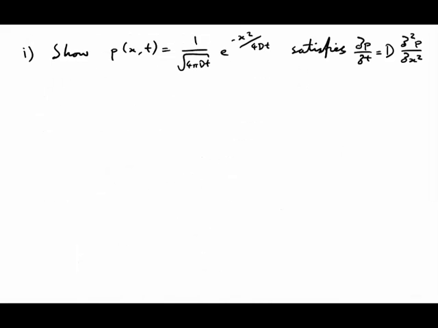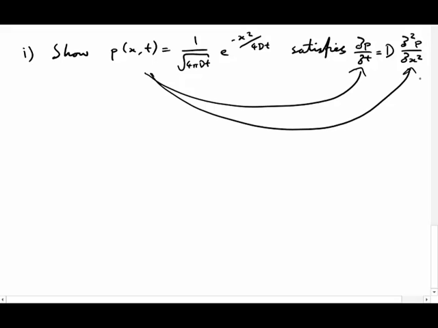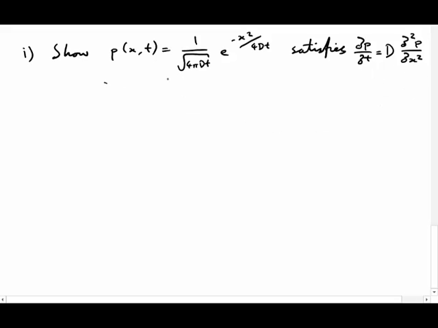Let me just write those. The first thing I need to do is show that this thing here does actually satisfy my heat equation, my diffusion equation. What do I mean by that? Basically, I need to say that this is actually a solution to that. So when I find the first derivative with respect to t, then the second derivative with respect to x, and plug them in there, I show that the left-hand side is equal to the right-hand side. So this equation is in fact a solution. That's the first thing I need to do.